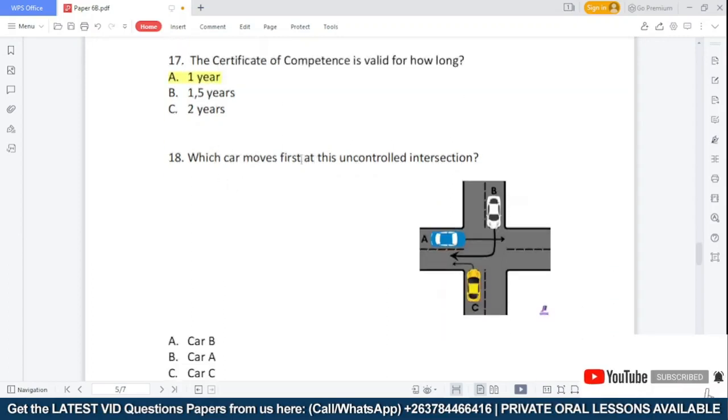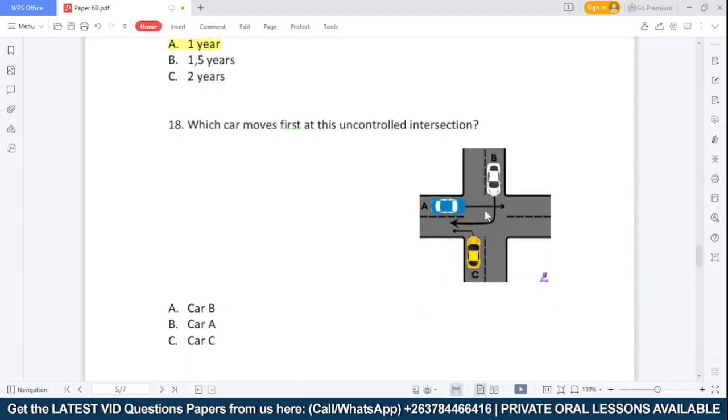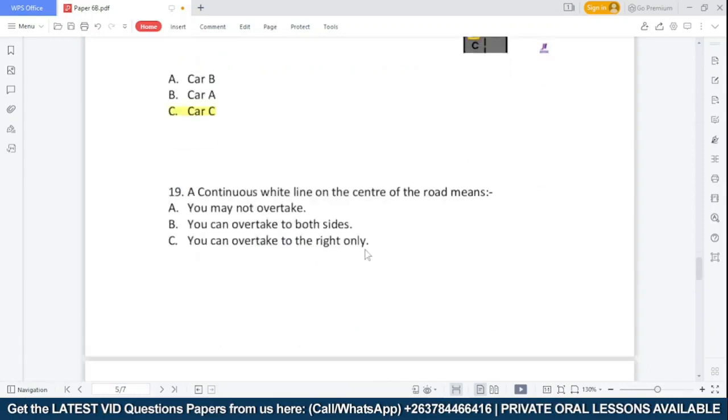Number 18, which car was first at this uncontrolled intersection? So which car was first? You're looking at the car that moves first. So first is our keyword here. As you can see, car B will give the right of way to car A, and car A will give the right of way to car C. So definitely car C is the first car to move. So the correct answer here is option C.